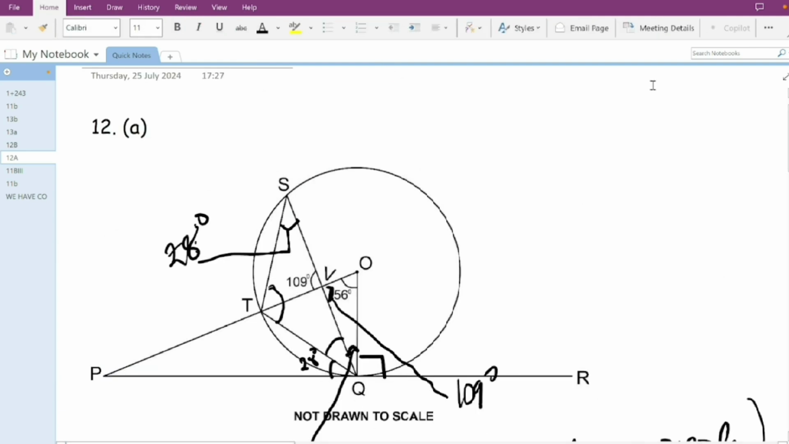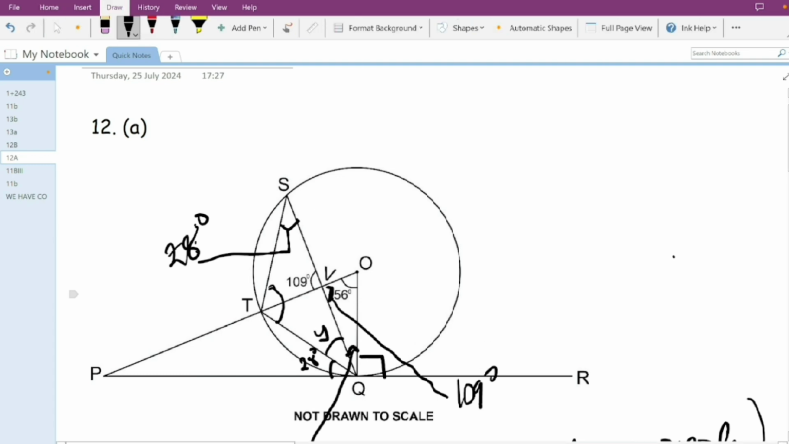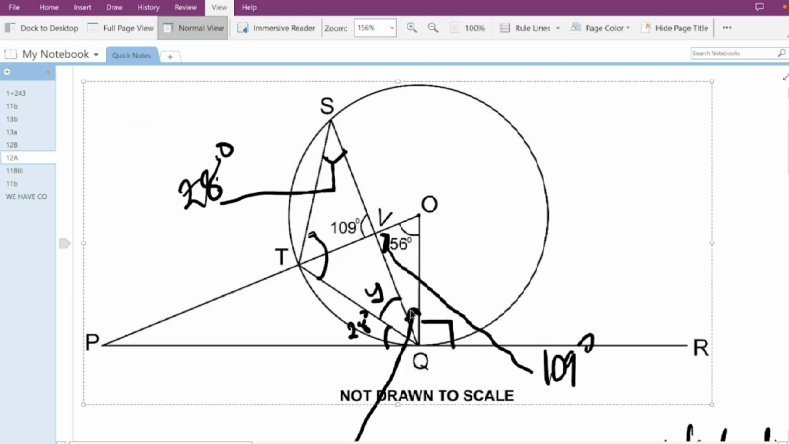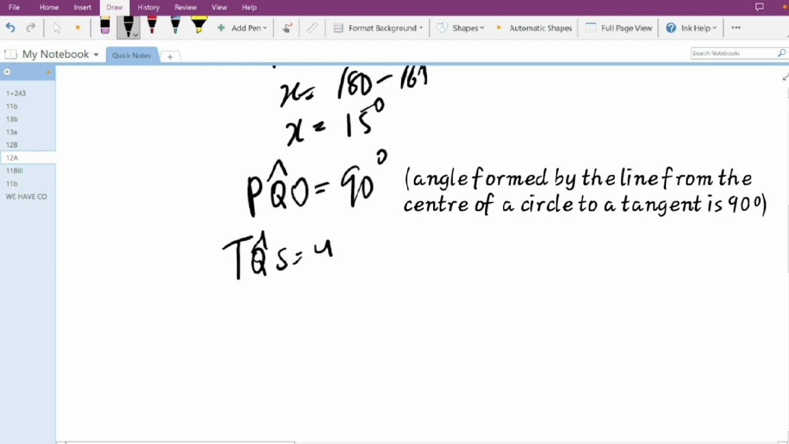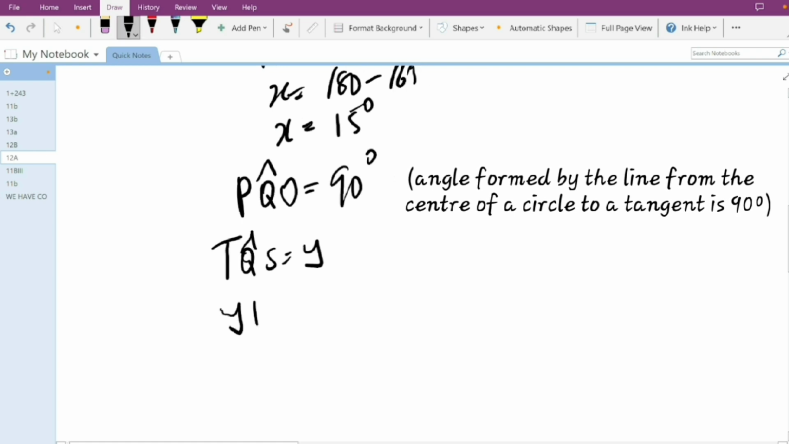We know, let's say this angle we're looking for here, that angle TQS, let's say is y. We have this angle to be y. We know this angle here, which we just solved for, is 15 degrees. And we know this is 28 degrees. We know this total angle from here to here is 90 degrees. So with that, we can find angle y. That's 28 plus 15 plus y equals 90 degrees, and we can then solve for y. So we have it as y plus 28 plus 15 equals 90.